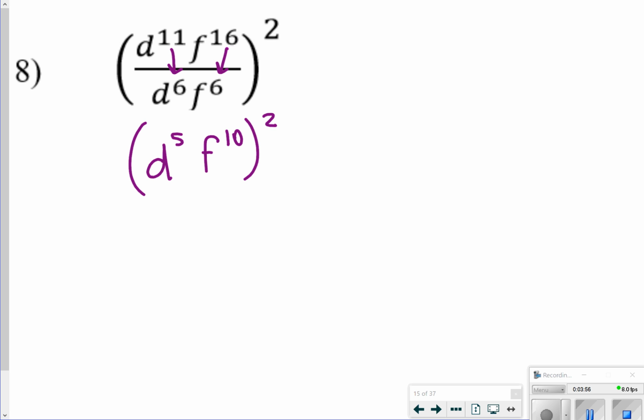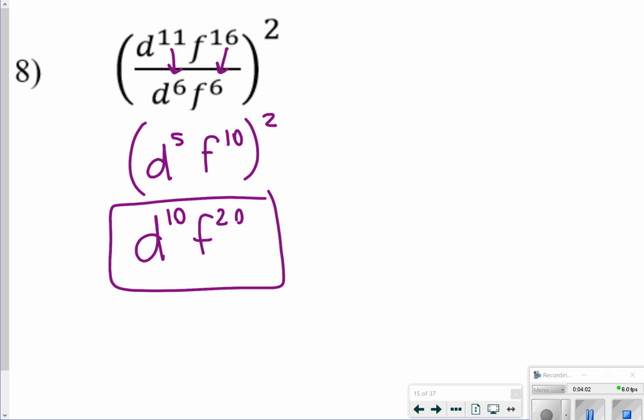Then I distributed, so I got d to the 10th times f to the 20th. You still maybe have gotten that, you just might have dealt with bigger numbers, and that is okay.